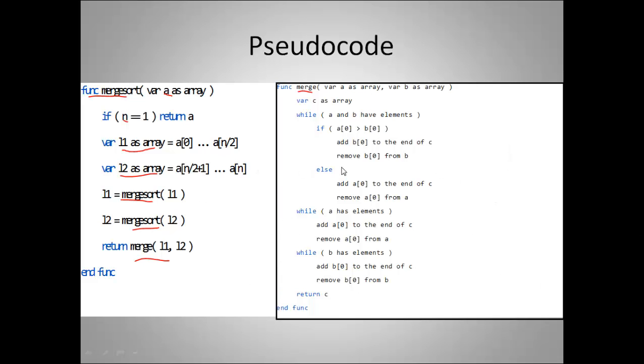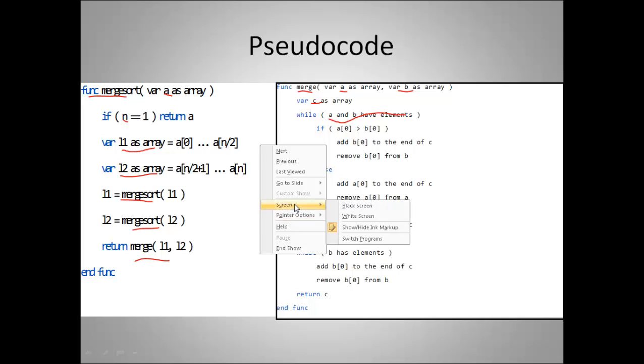Here we go. Okay, so now we're going to run the function merge with the first half and the second half. So A would be L1 from here, and B will be L2 from here. We're going to also create another array called C. So while A and B have elements, let's just get rid of that.